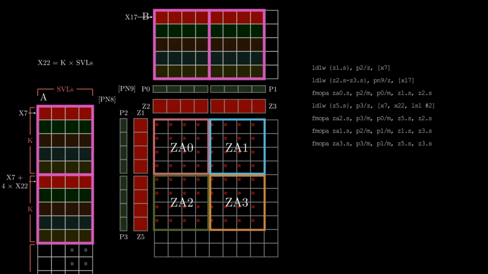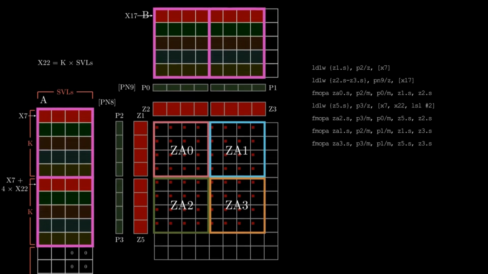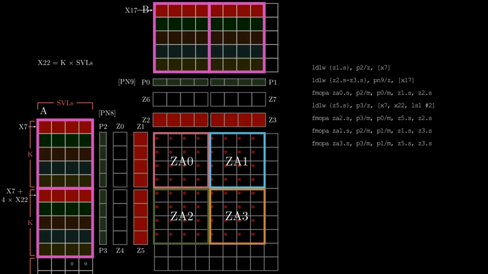However, we would then need to load 4 values from B in each loop iteration, so we'll need to unroll the loop on K so that it processes 2 values of K for each iteration. To do this, we'll need to use a second set of Z registers.